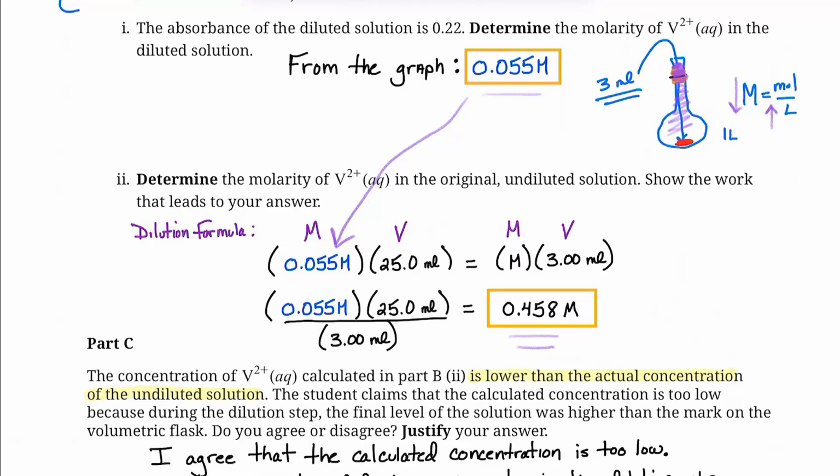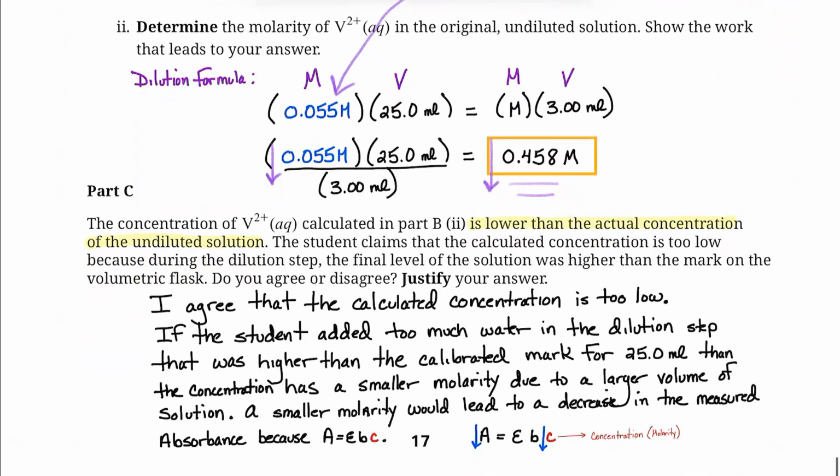And if you use the equation to solve for M, a lowered molarity here is going to lead to a lowered molarity of the more concentrated solution. So many ways to answer this, but you should agree wholeheartedly that the calculated concentration is too low. Okay, a couple ways to say this.